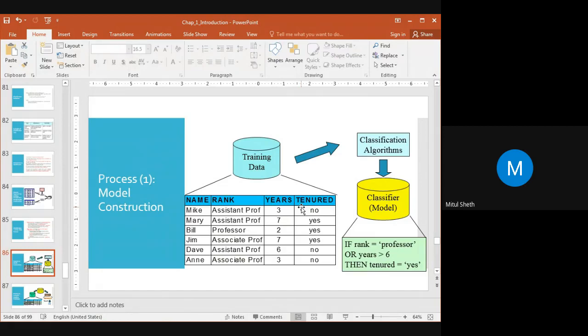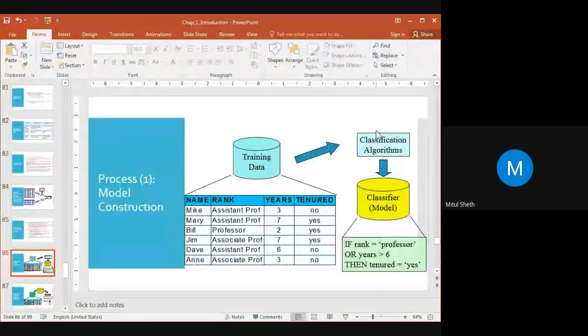So I have different training data. Okay, so previously: the name of the employee, rank, assistant professor, years, and how many years of experience. He has 3 years experience, and I hired or not. So here you can see the class label is hired or not. A particular person I had not hired. Okay, so this is known as the training data. I'm applying this training data to my classification algorithm. Okay, now when you applied this training data to the classification algorithm, what will you get in the output?